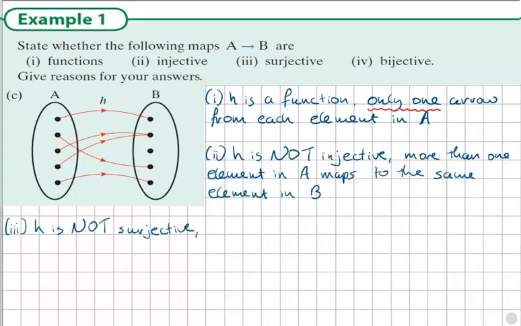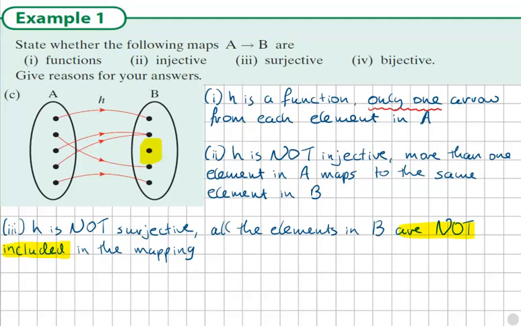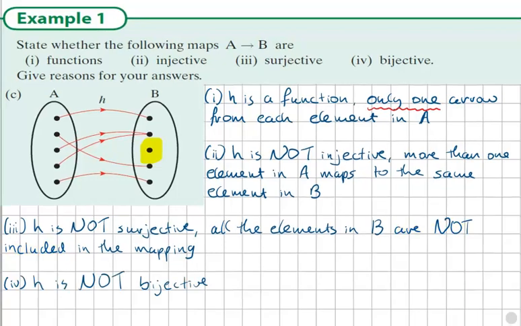It's also not surjective. And that's because all elements in B are not included in the mapping. We can see that there is an element highlighted in yellow that has no arrow going towards it. And therefore it's not bijective. So if it's not surjective and it's not injective, it's not bijective either. Because in order for a function to be bijective, it has to be injective and surjective.